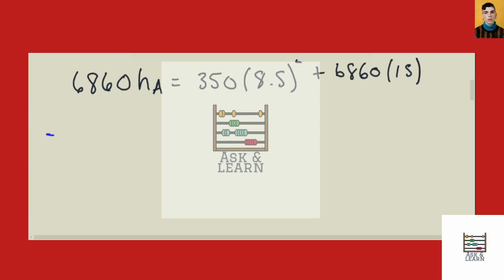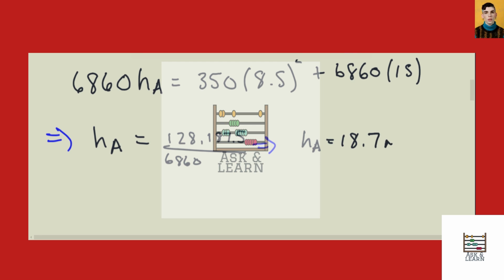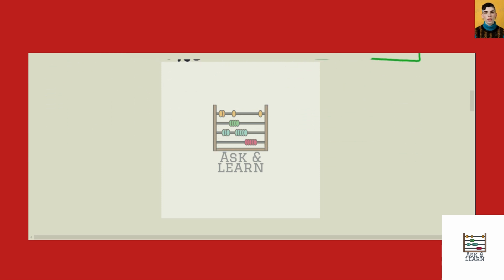So we can clean this up a bit. So we have HA equals, and then all on the right is added up together. So we have 128,187.5 divided by the 6860. So we have the height at point A is 18.7 meters. So 2 down, 1 to go. So now we want to find the normal force at point C.